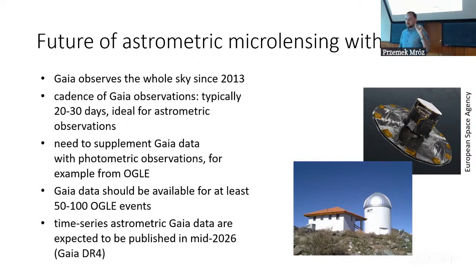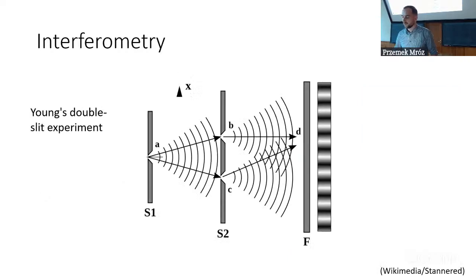But the problem is that because Gaia observations are at a really low cadence, we have to supplement them with high cadence astrometric observations, for example, from OGLE. Our estimates are that we should do that for at least 50 to 100 microlensing events. So we hope that once Gaia data become public, perhaps in 2026, we will be able to combine these two data sets, OGLE and Gaia, and so measure the masses of at least 3 black holes in the Milky Way.